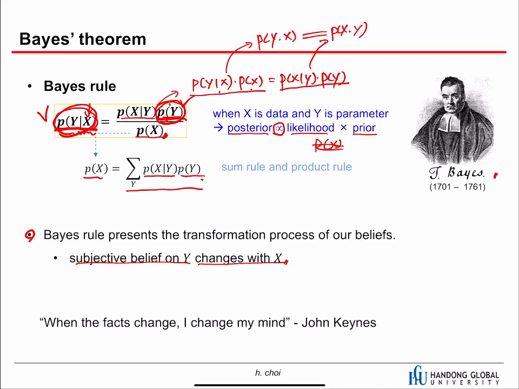So if you're 90% confident about the statement that the earth is flat, then whenever you observe some data samples, evidence, gradually you can move from 90% to 80%, 70%. Finally, at some point, you can say, I don't believe that the earth is flat anymore. That's how science works. And John Keynes, who is a famous economist, said, when the facts change, I change my mind. That's how we do science.